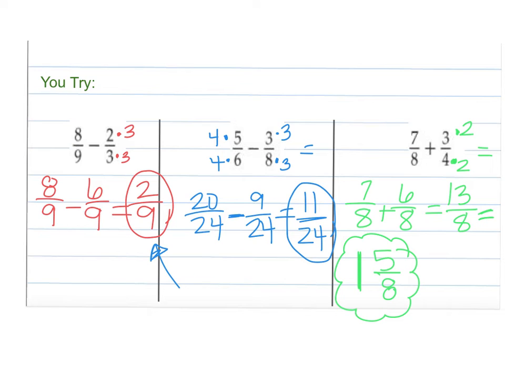And I'm just going to double check my answer here. If I go the other way, mixed number to improper fraction, if I do 8 times 1, I get 8, plus 5, I get 13, keep my denominator the same, and I get 13/8. So then that checks out, that 1 and 5/8 would be the correct answer for that one.